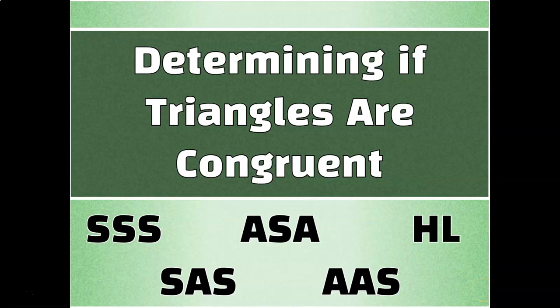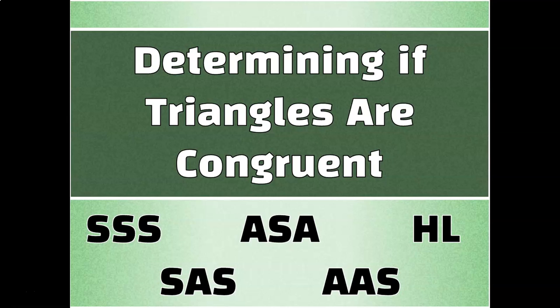Let's talk about how to determine whether or not two triangles are congruent. In our previous video, we discussed that triangles are congruent if all three of their pairs of sides are congruent and all three of their pairs of angles are congruent. And that's a lot of information to have to prove in order to show that triangles are congruent. The good news is we have some shortcuts.